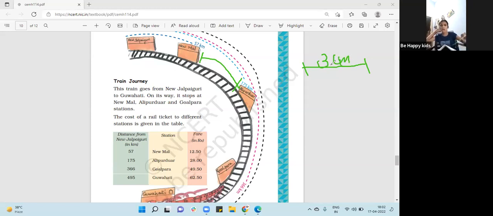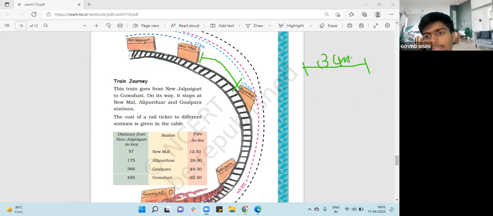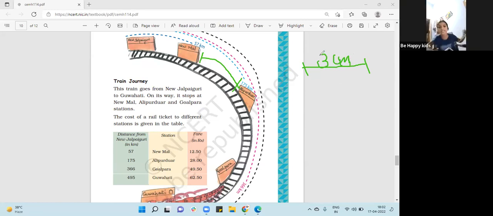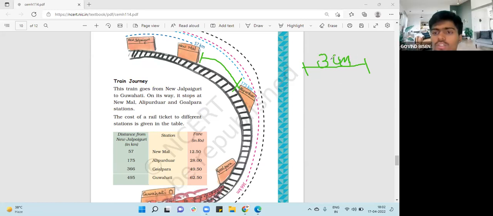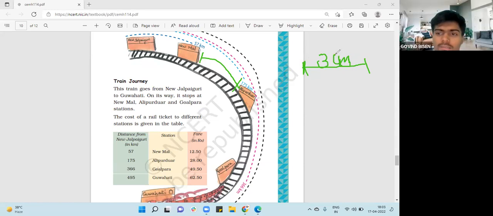No, sir. I'm seeing the boxes, the railway only, sir. On the screen, yes, railway side, track, right side. Can you see it? Yes, sir. Okay. So what is the length of the line? It is 3 centimeters, right?